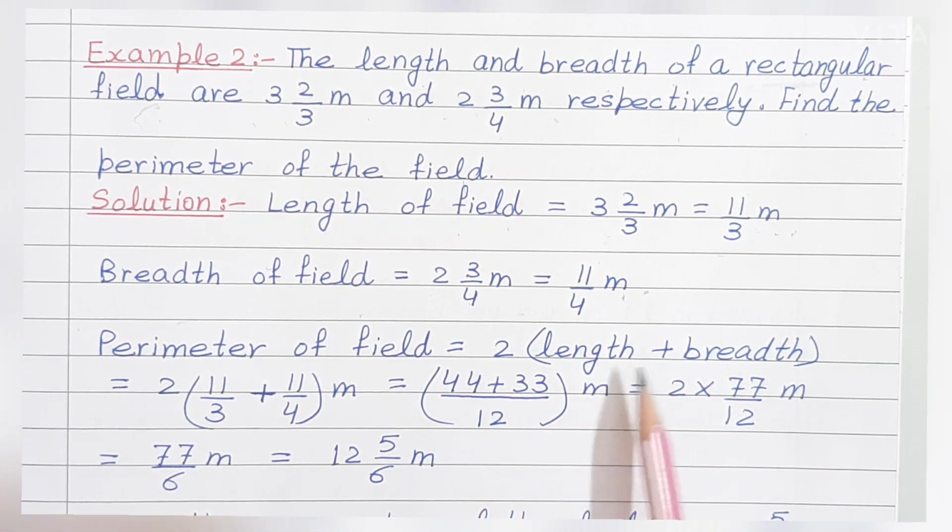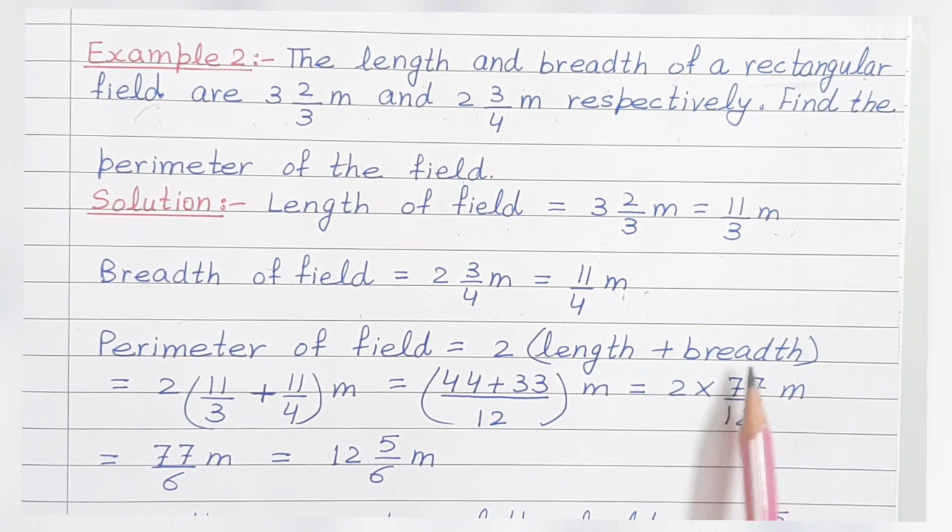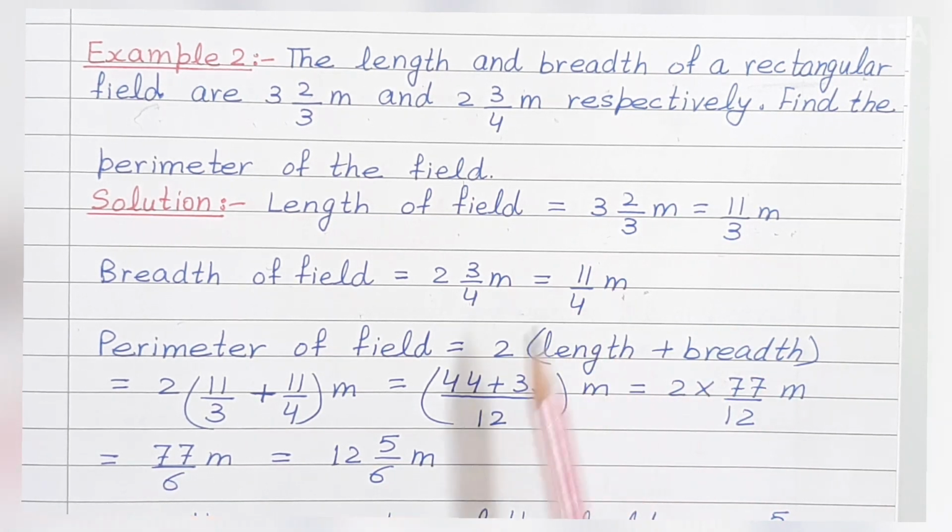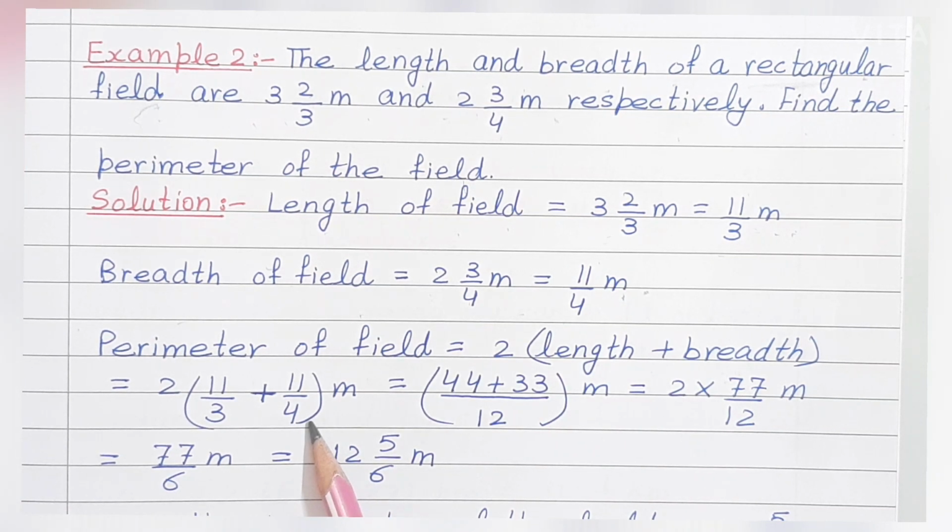Now students, we know that perimeter of a rectangular field will be 2 times length plus breadth. I hope you all know this formula. So let us put the values here. 2 times, now length is 11/3 and breadth is 11/4. Let us take the LCM. Now LCM of 3 and 4 is 12. So after solving this, our answer is 77/6 meter.